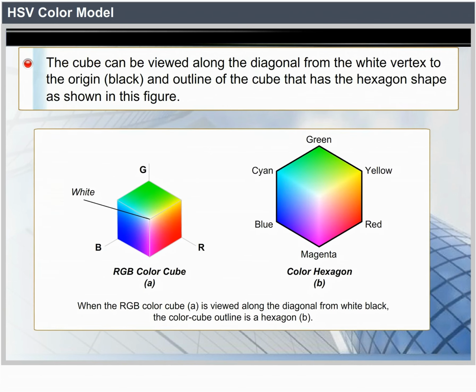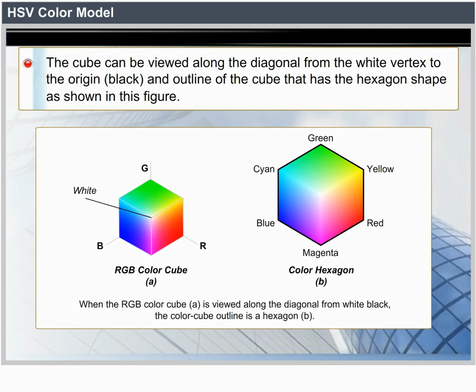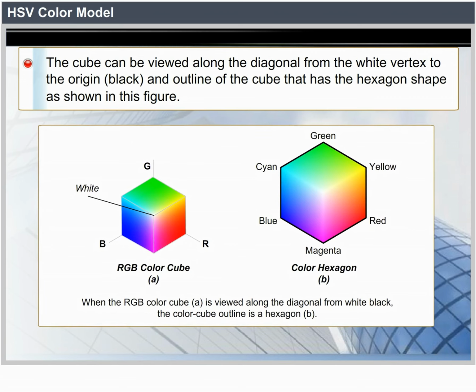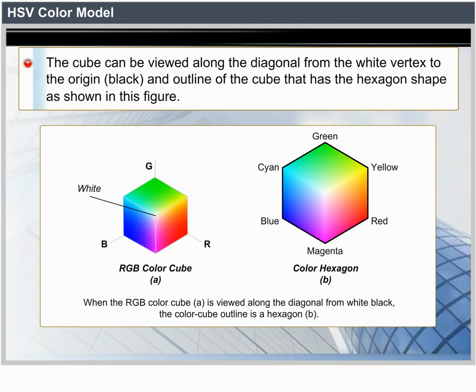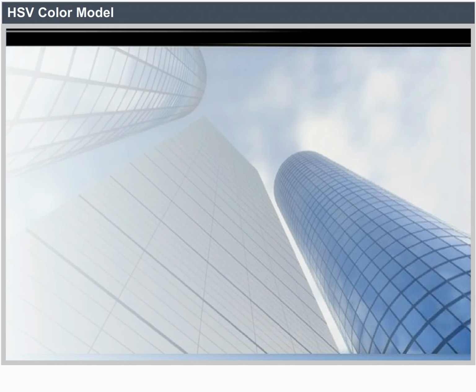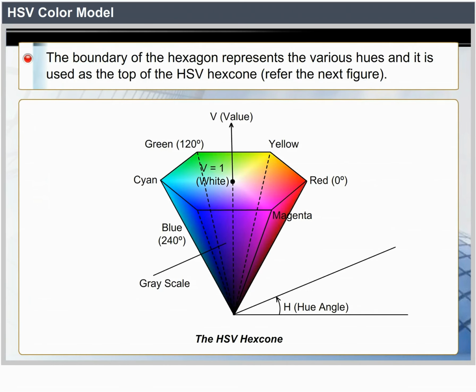If we imagine viewing the cube along the diagonal from the white vertex to the origin black, we see an outline of the cube that has the hexagon shape shown in this figure. The boundary of the hexagon represents the various hues, and it is used as the top of the HSV hex cone. Refer to the next figure.